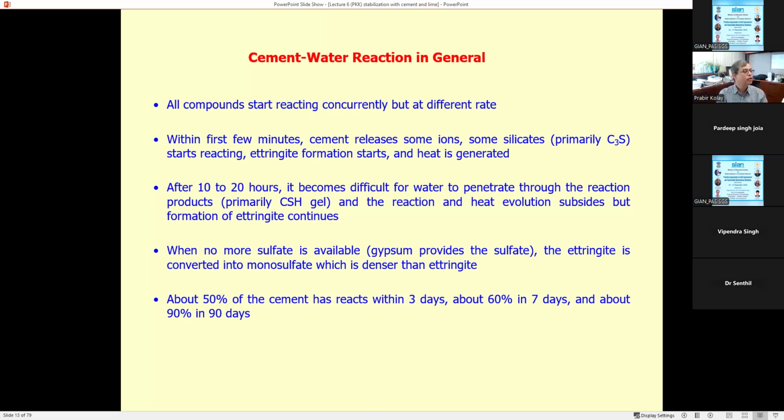Okay. So mostly when you add cement, 50% of the cement reacts in 3 days, 60% in 7 days, and 90% later. That's why most of the time, even in concrete, we calculate the strength after 7 days, 14 days, 28 days, like that. So that's the reason. 50% of cement reacts within 3 days. Okay?